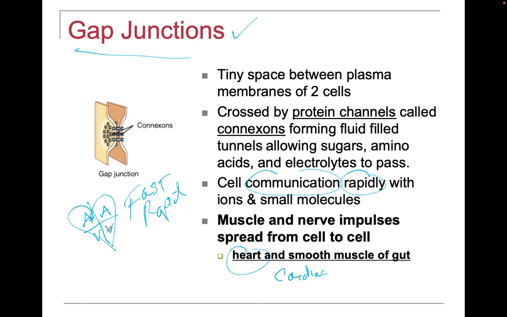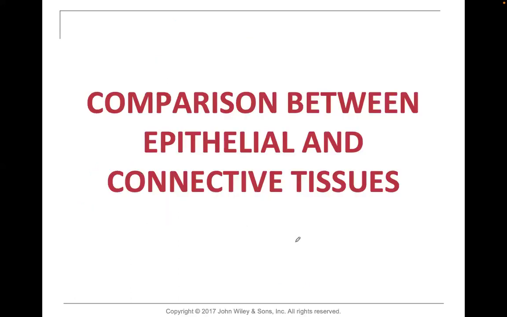Atria contract and then the ventricles, then atria and ventricles. It's due to these gap junctions and how the cells communicate that they know when to contract in harmony at the same time. And the heart contracting at the same time is what we call a functional syncytium, because they're functioning in sync, in harmony. And also the smooth muscle of the GI tract is made up of gap junctions as well.